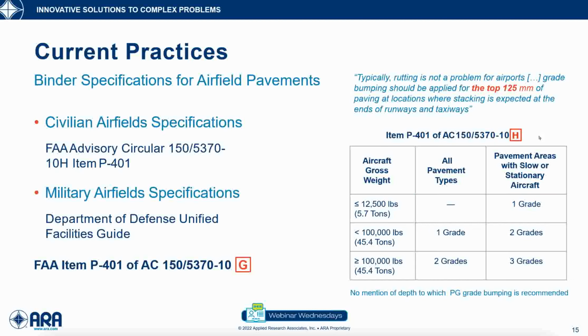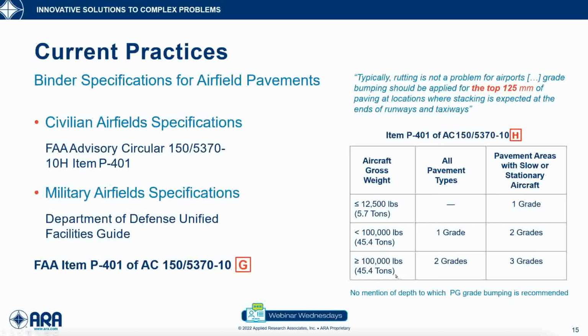Now, in version H of item P401, the bumping now is not a function of depth. It's a function of the gross weight of the aircraft. So depending on the weight of the aircraft, depending on the pavement type, maybe whether it's a regular part of the airport that's not too important, or if it is part of the airport that witnesses stationary traffic or slow traffic, those dictate what the bumping of the grade is.